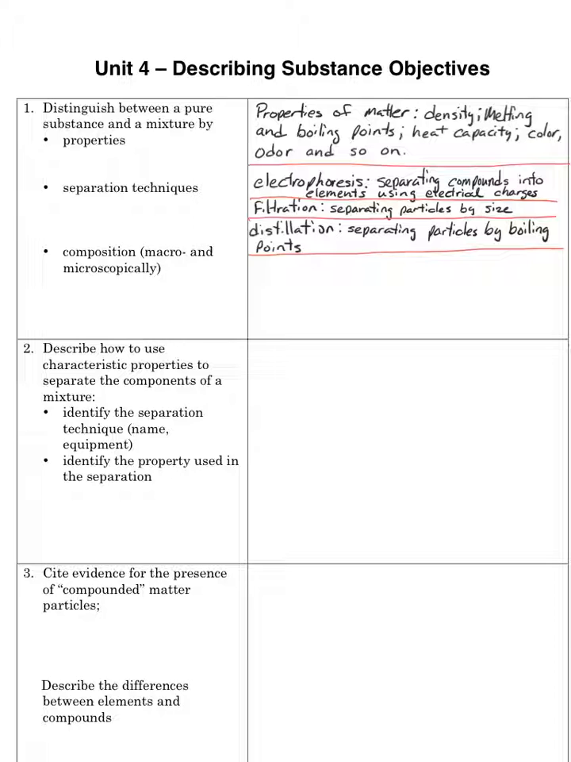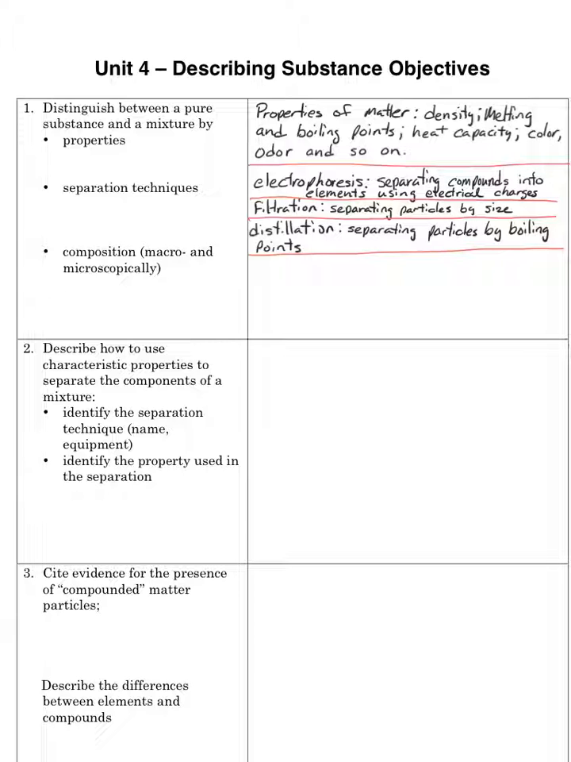All right, the three separation techniques to focus on are electrophoresis, filtration, and distillation. Electrophoresis, we saw the video where they had water in a glass tube and electrical current was sent through it. There was a positive side and a negative side. And what that did is it pulled the water molecules apart and produced 2 volumes of hydrogen to 1 volume of oxygen.